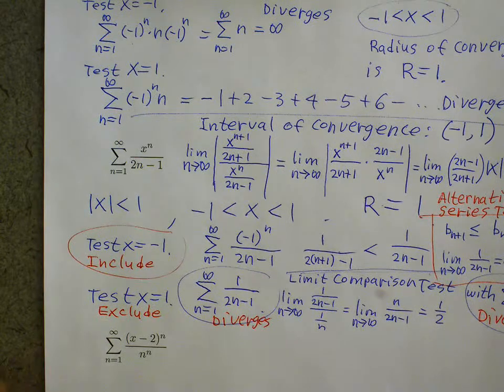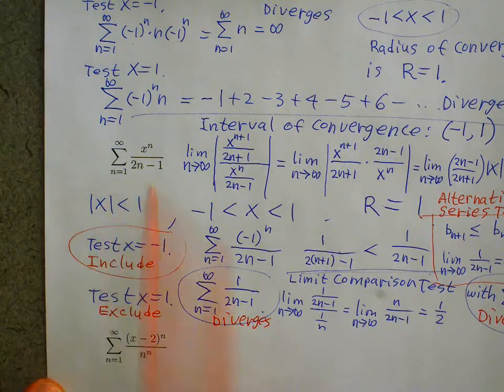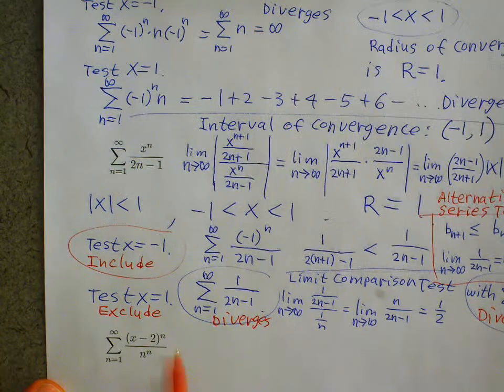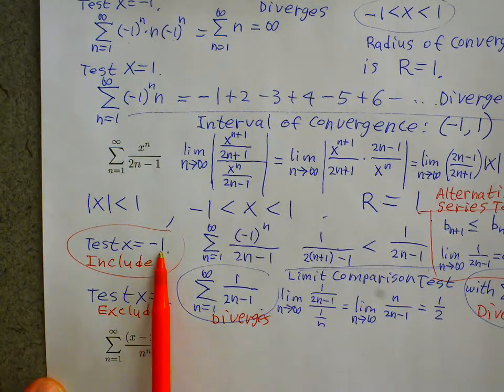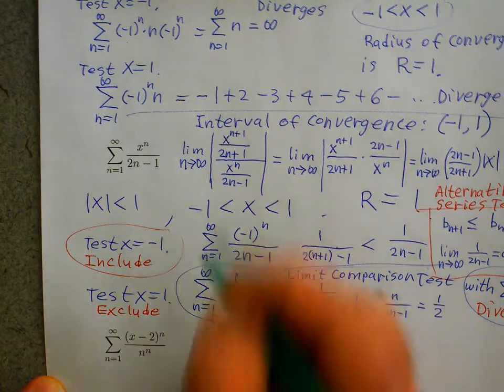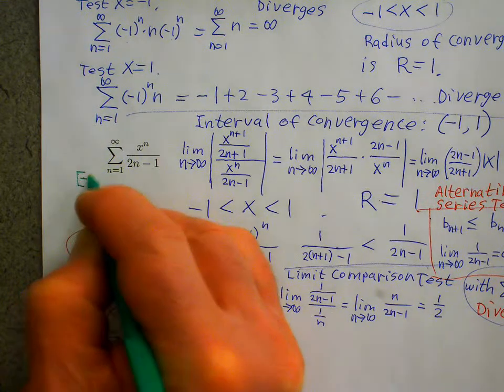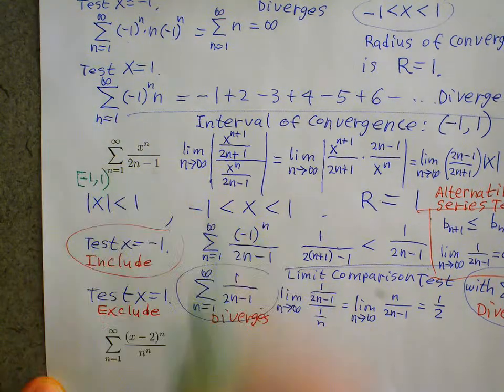So remember what we're trying to do. We're trying to find the interval of convergence for this. So we found it. We're excluding 1 and including -1. So the interval of convergence is bracket -1, comma 1 parenthesis.